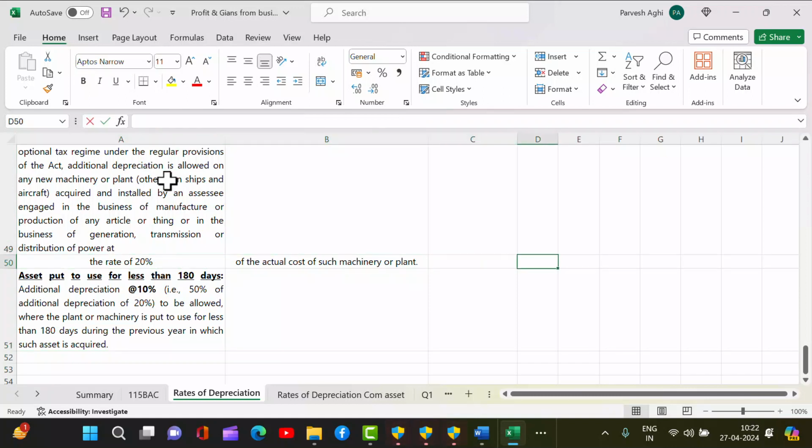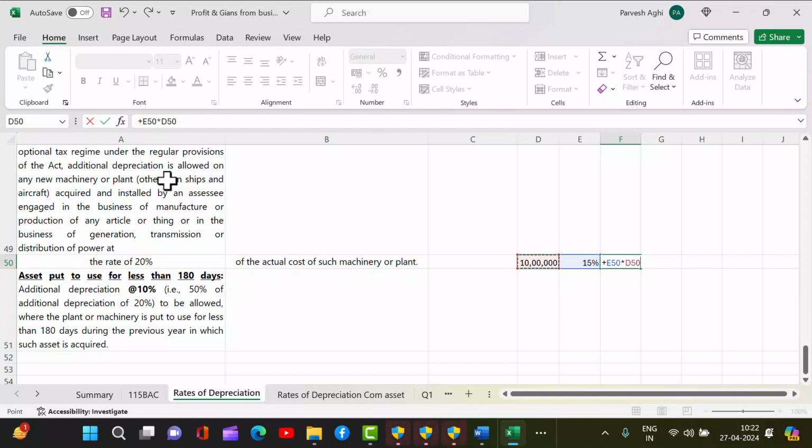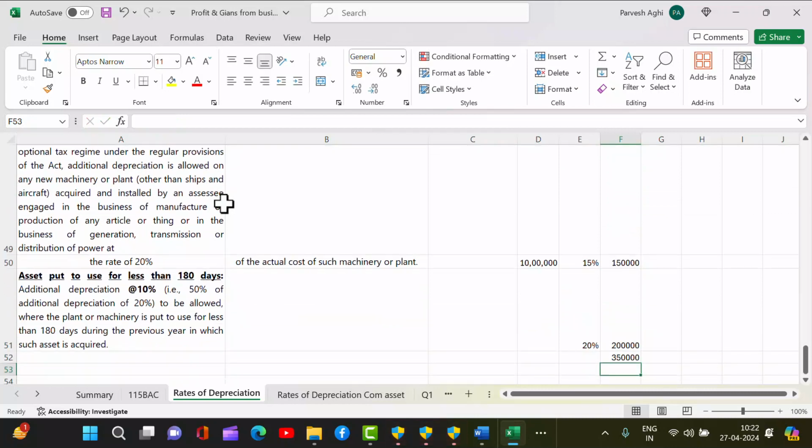For example, suppose you bought the asset for 10 lakhs, and the depreciation rate is otherwise 15% normal. So you will be entitled to the normal depreciation and also another 20% in the first year. You can claim this depreciation on the asset. That means the total depreciation you can claim in the first year itself will be 3,50,000. This is the additional depreciation whenever you buy a new machine which is used for manufacturing purposes.